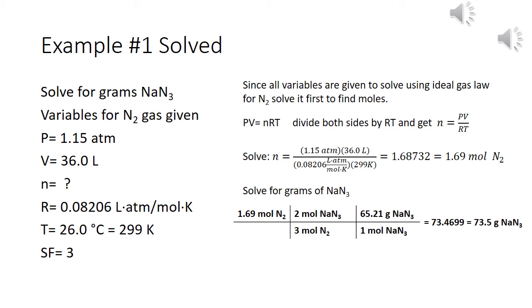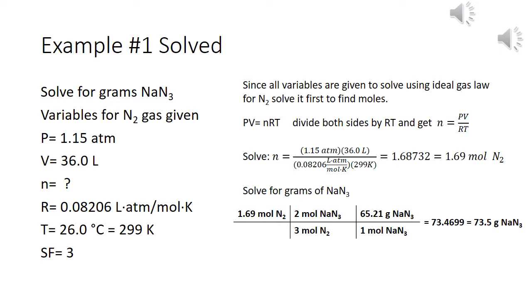All right, so to solve this question, the first thing we should do is pull out all the important information out of our question. So the first thing is that we know we want to solve for grams of NaN3. That's our big question. And then we want to figure out what all we're given. So we're given a bunch of variables, and they're all talking about nitrogen gas. We're given that pressure, volume, and temperature.